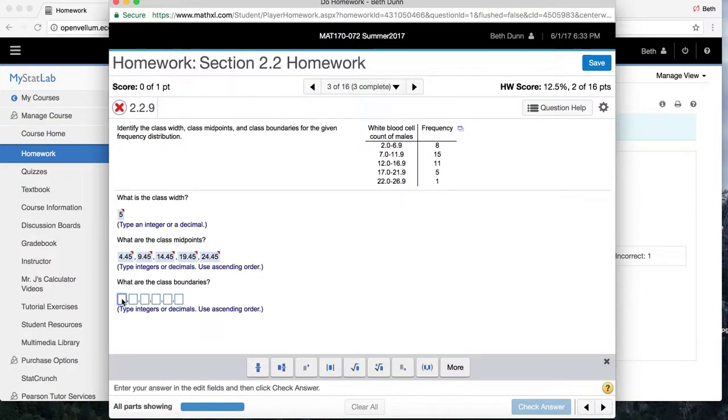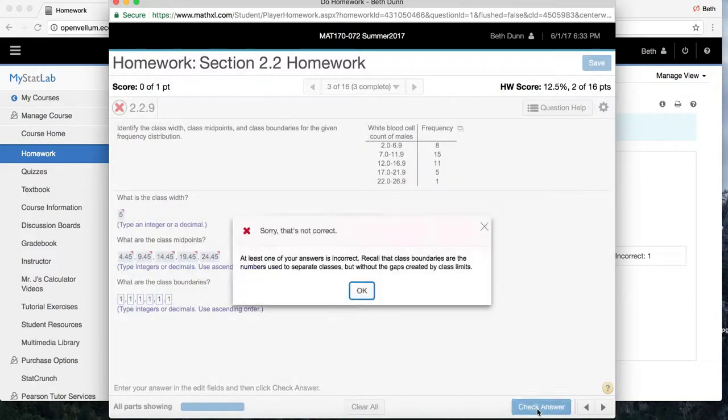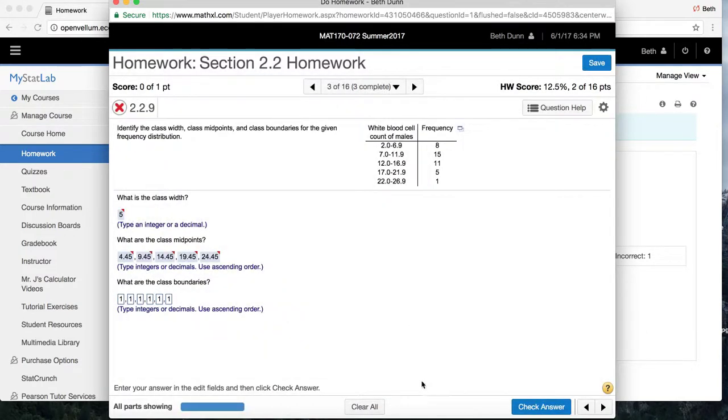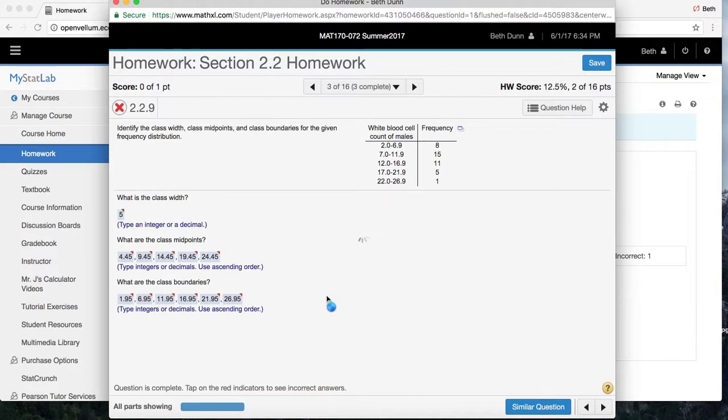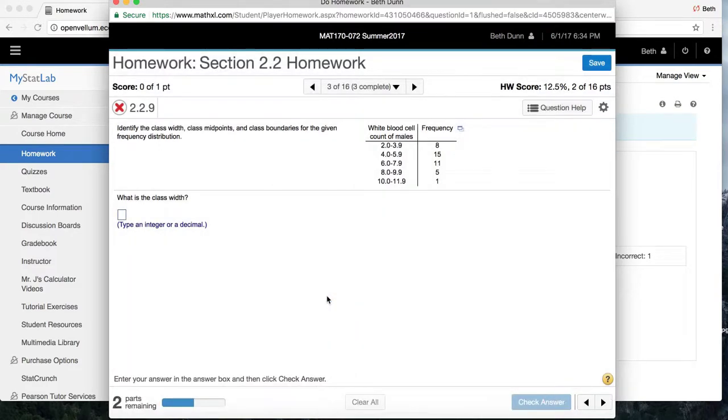So what I'm going to do is put in nonsense answers in here. My MATLAB gives you multiple chances, but I'm going to get these all wrong because I already have the first 2 parts of this question wrong, and I want to get this question right. So once I did my final check, I'm going to click on similar question. And this is going to give me the opportunity to start over.